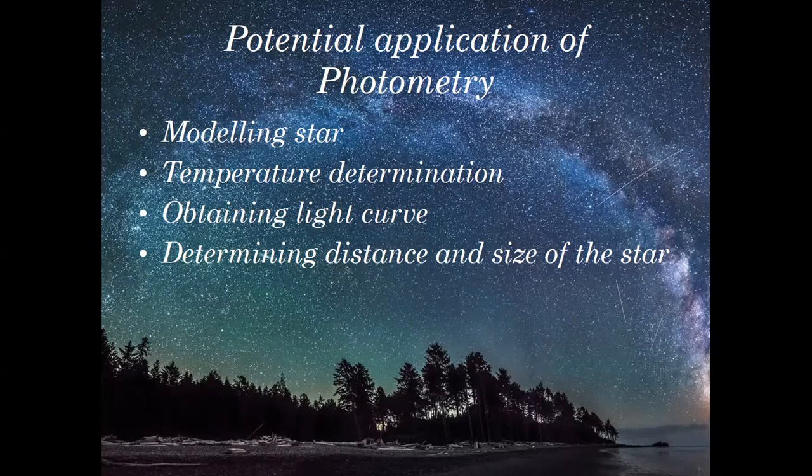And the last, like there are n number of applications of photometry, but out of which the four prominent ones are being listed on the screen. The fourth potential use of photometry is in determining distance and the size of stars. So once you get the color and the temperature estimate of the star, you can easily locate the star on the Hertzsprung-Russell diagram, which is the HR diagram.